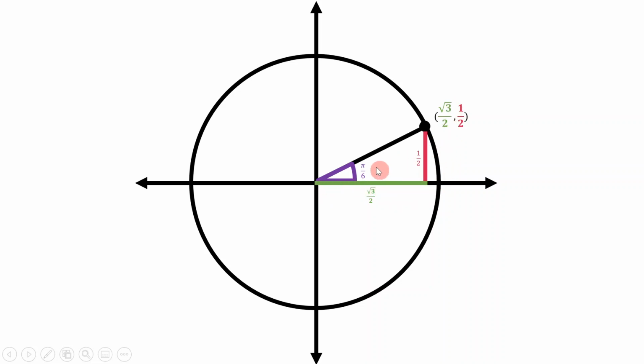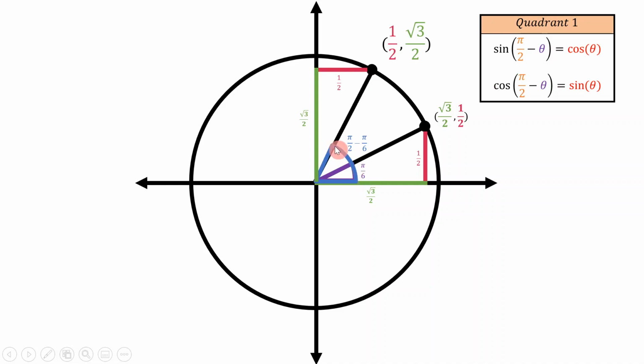Well, what if I now find the complement of pi on 6? Obviously it's going to be pi on 3, so it will be this blue angle right here. So it's pi on 2 minus pi on 6. If I now ask you, what is the sine of this complement? Do you see that the sine of this complement is going to be the y value, which is the square root of 3 on 2?